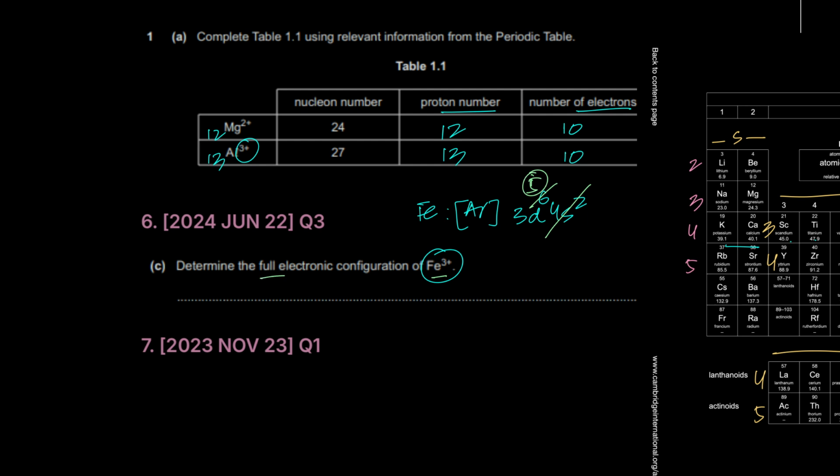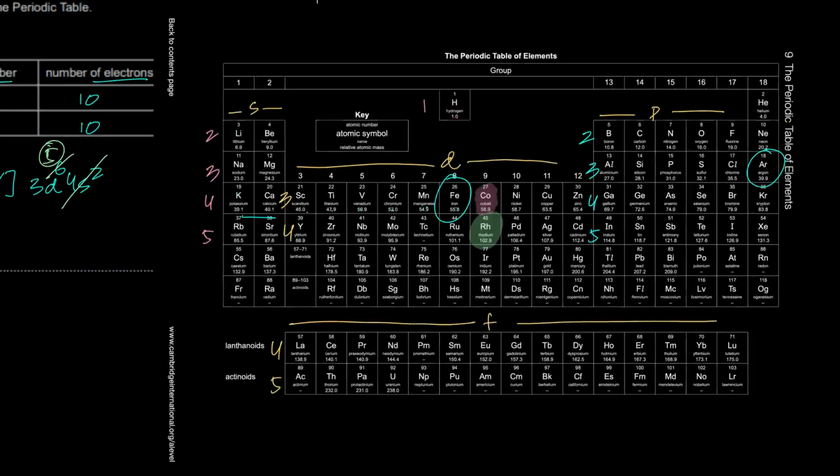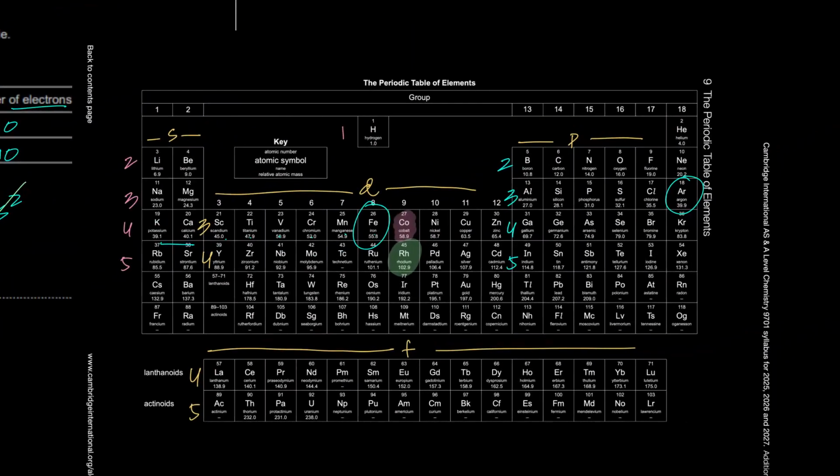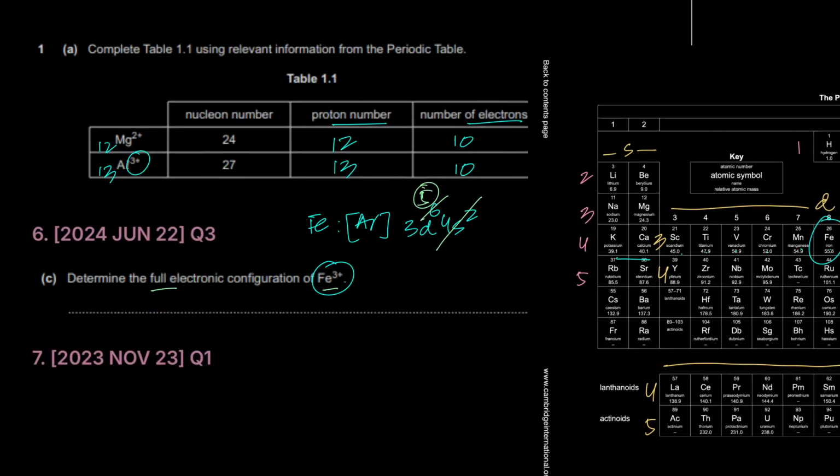So what is the full? It's not saying write the shorthand electronic configuration. It wants the full electronic configuration. So the full electronic configuration is 1s2, 2s2, 2p6, 3s2, 3p6, and then after that 3d5, because we first of all have to write the electronic configuration of argon. So 1s2, 2s2, 2p6, 3s2, 3p6, that's argon, and then it's 3d5.